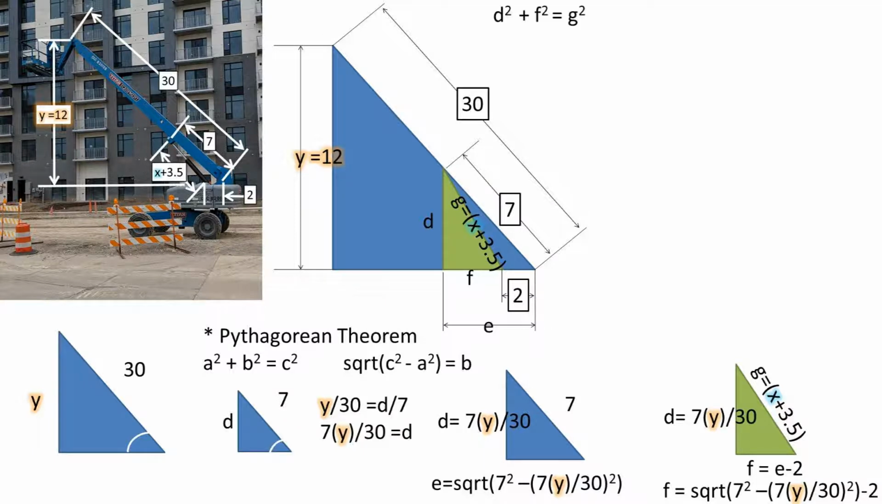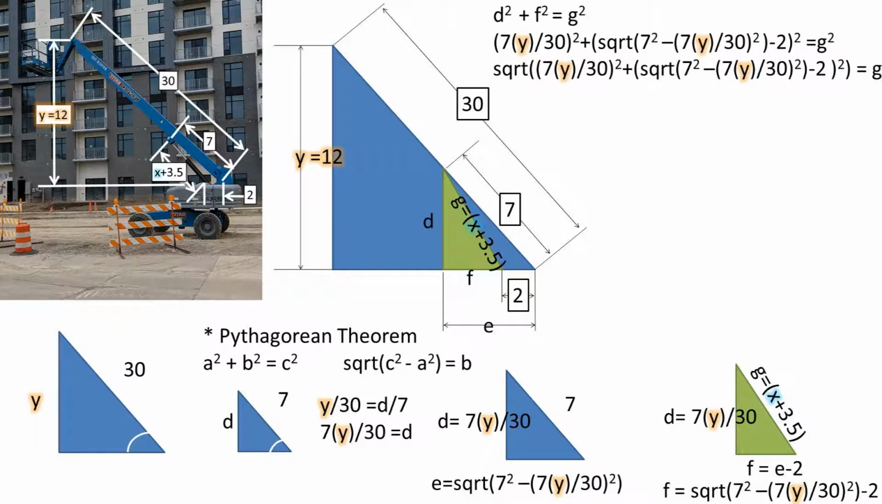Now we can use the Pythagorean theorem again, but this time in a squared plus b squared equals c squared form. We'll be using d, f, and g, g being the piston assembly length, which is x plus 3.5. Plugging in our d and f length, we get this equation. Then if we plug in the height above the pivot point of 12, we get a g length of 6.86. This is the length of the piston assembly needed to reach the height of 12 units high.